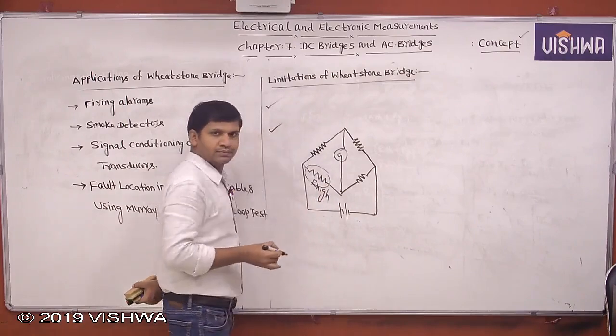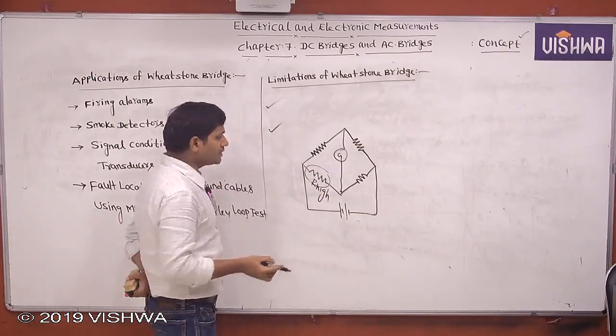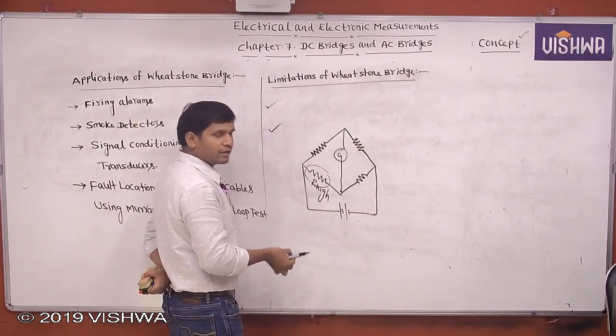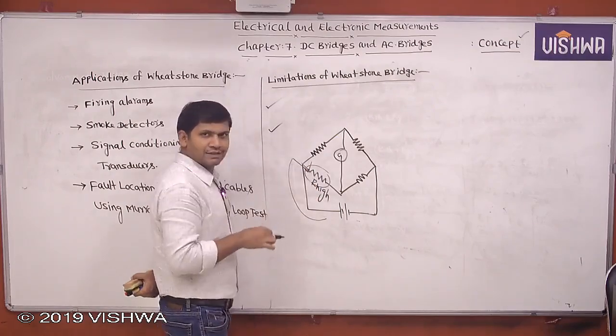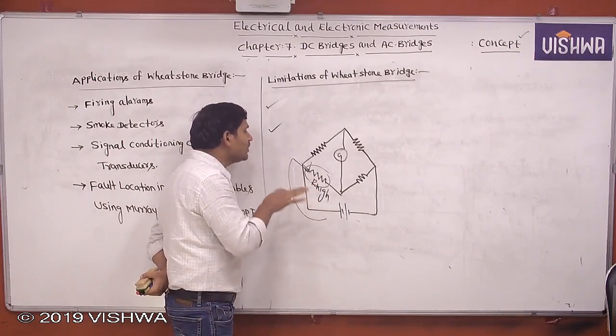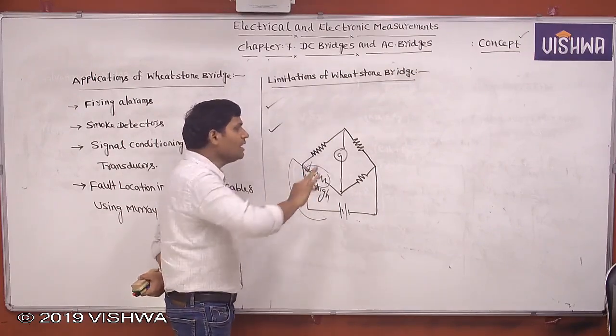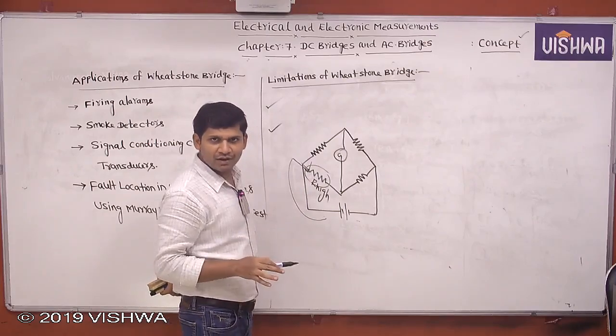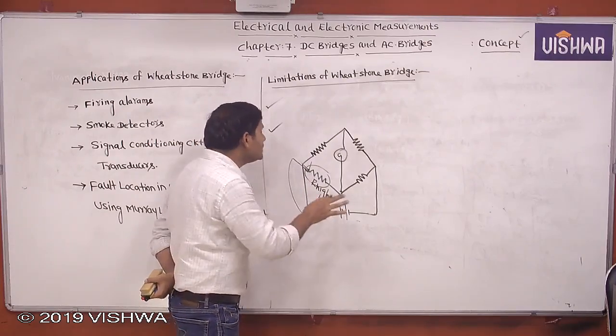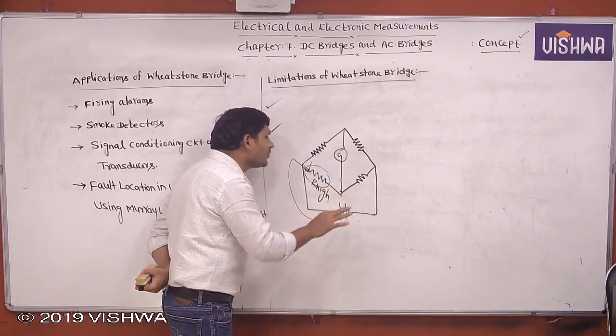If you connect a high resistance, whatever source we are using, that source is not sufficient to drive the current through the high resistance. When the source is not sufficient to drive the current through the high resistance, then balance of the bridge becomes very difficult. That's the reason why this bridge is not used for measurement of high resistance.